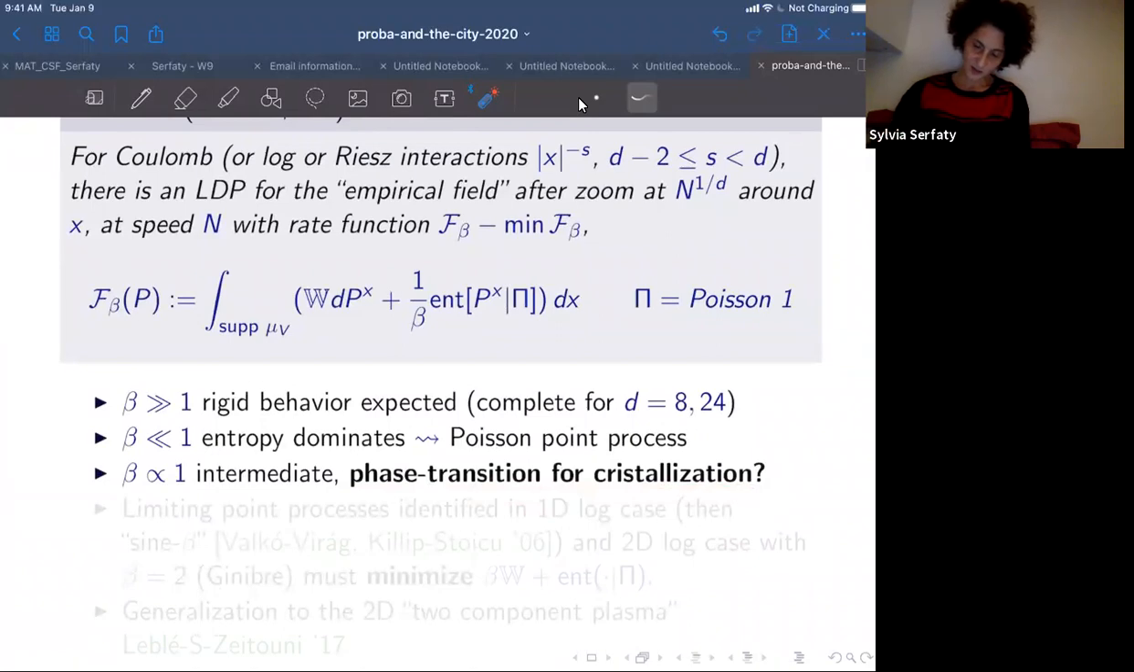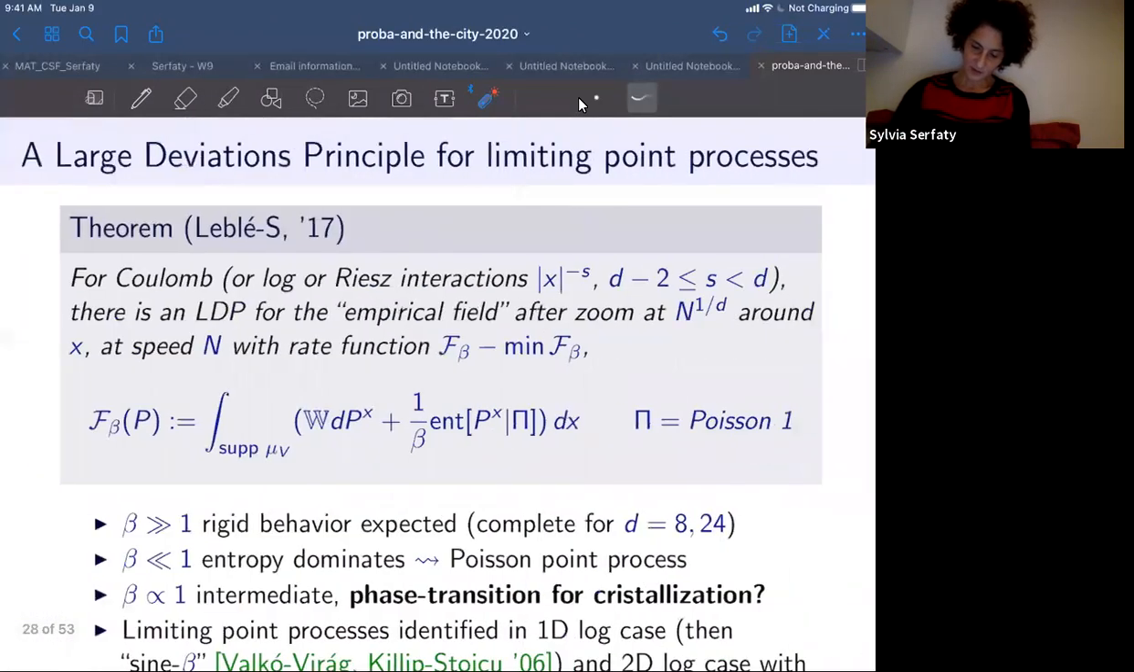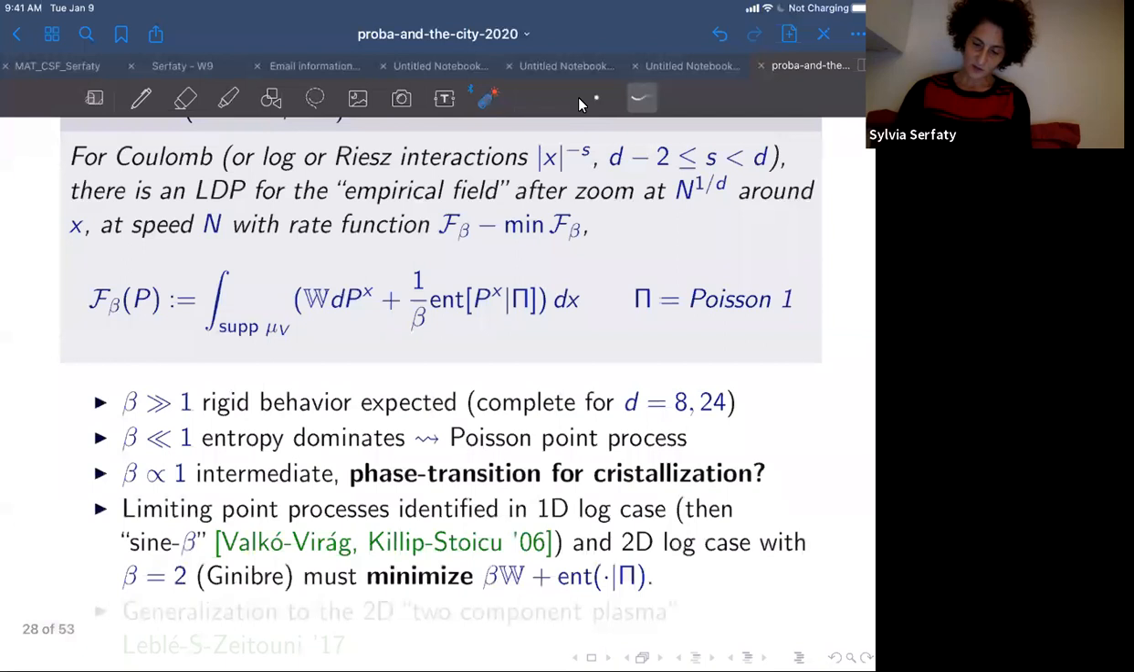Okay, so coming back to Gérard's comment, in dimension 1, we know the limiting point processes because there are the sine beta processes. So it's one of the cases where we know. And so what that shows is that sine beta minimizes this rate function. And in the 2D case, the only thing we know is Ginibre, but it also must minimize this rate function. Is that clear?